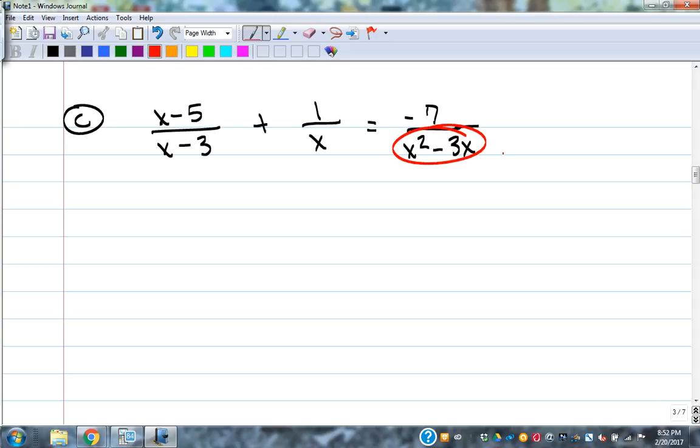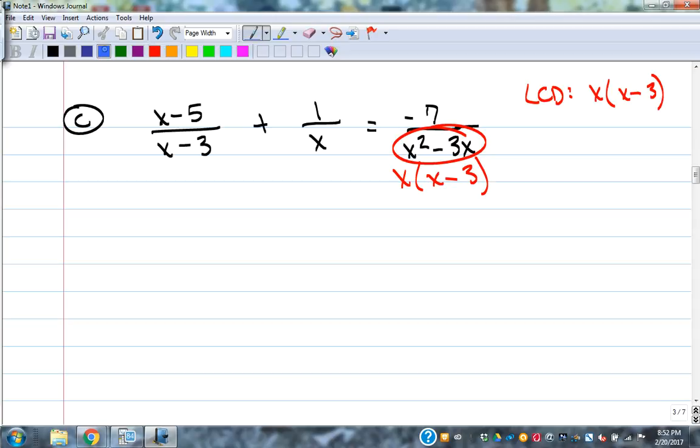How do I factor that? What's the first thing I always look for? If I'm factoring, the first thing I always look for is the greatest common factor. What do those two have in common? X. So that leaves an x minus 3 in parentheses. Oh, that's handy, because look at the other two fractions. What's on the bottom of those? So that means my least common denominator is x times x minus 3.